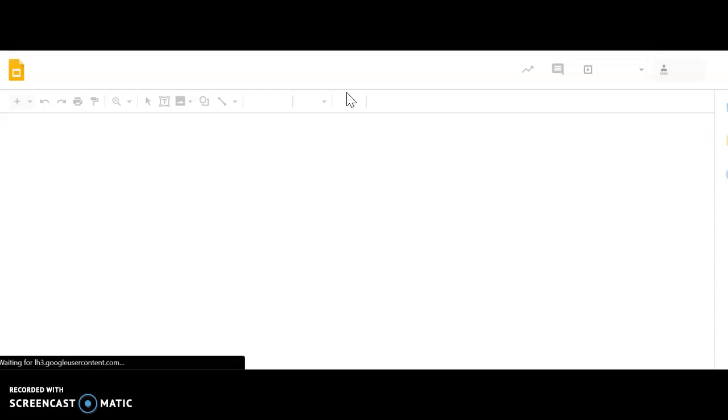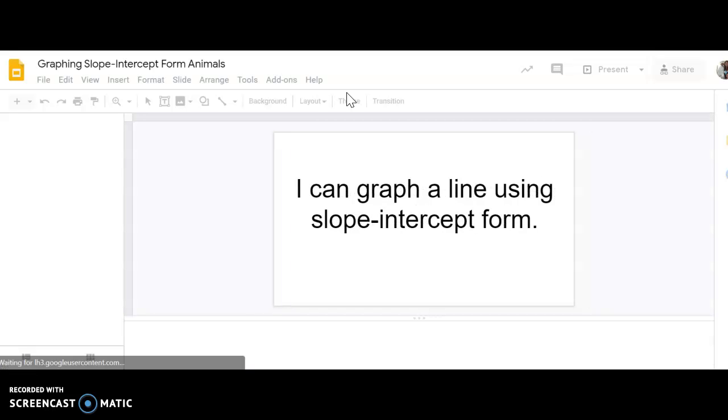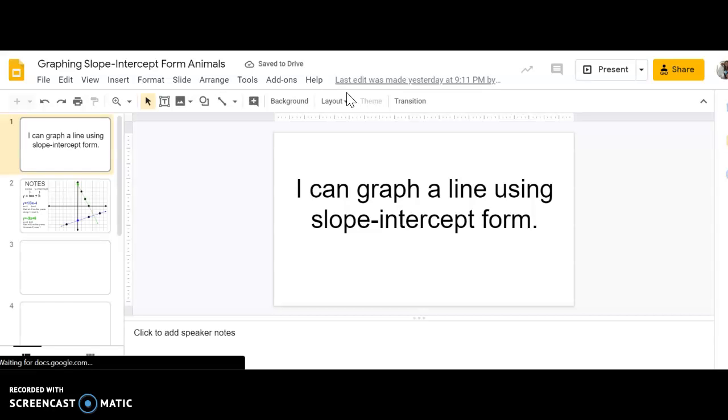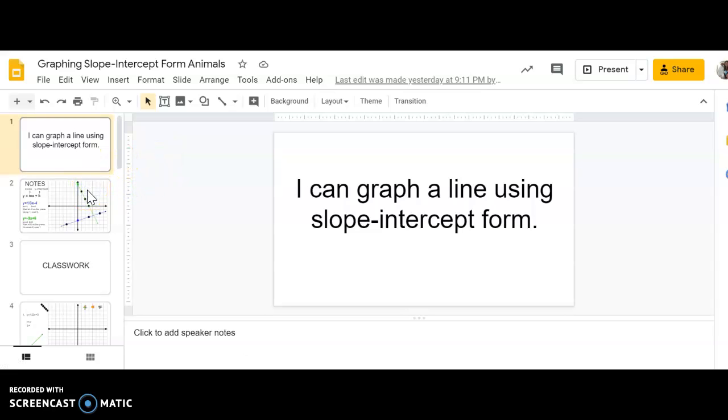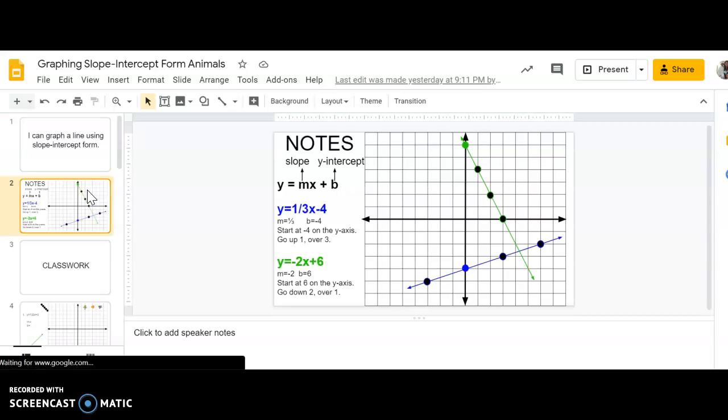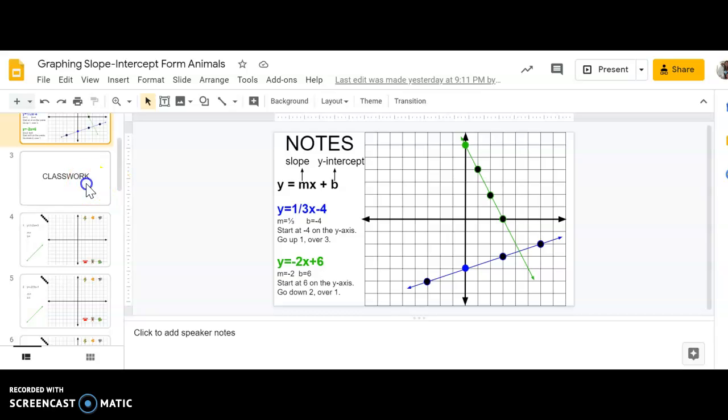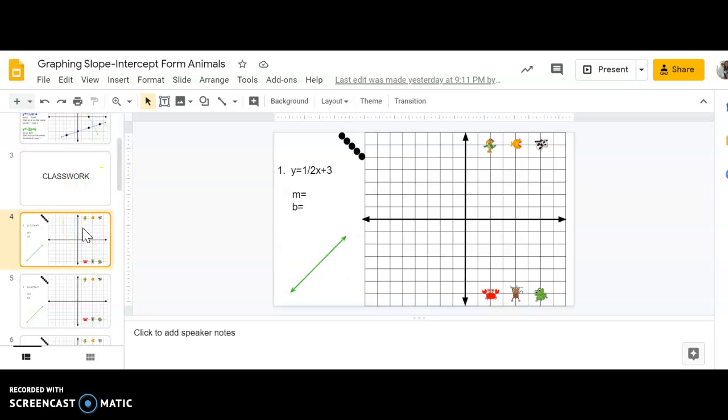I'll open that up so you can see what it looks like. It says, "I can graph a line in slope-intercept form." This again is one of the objectives that they're learning, and this is probably one of the hardest ones, so I've given a lot of practice on this. There are some additional notes to go back and guide them through. And then here is the classwork they're going to complete. They've got several problems that they'll go through, and they should be able to answer.